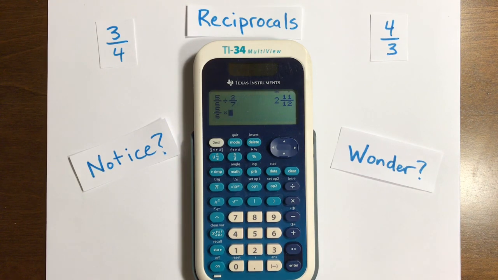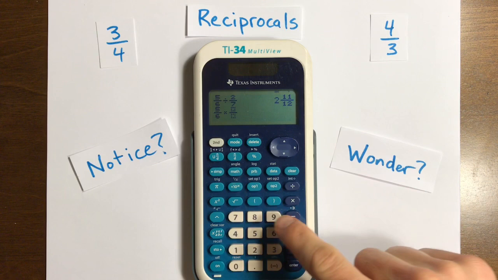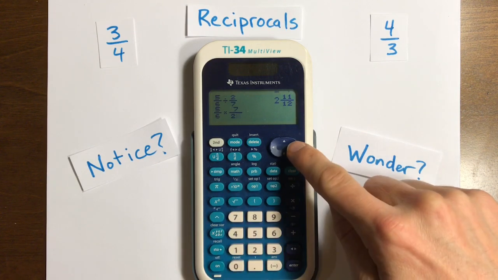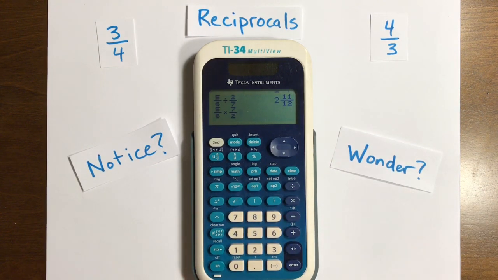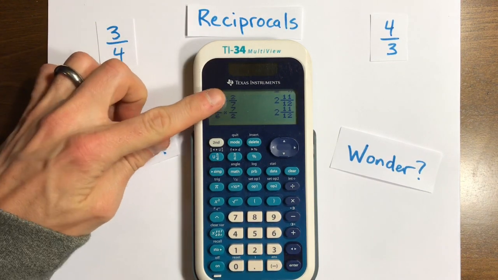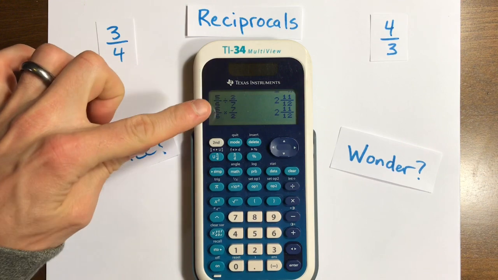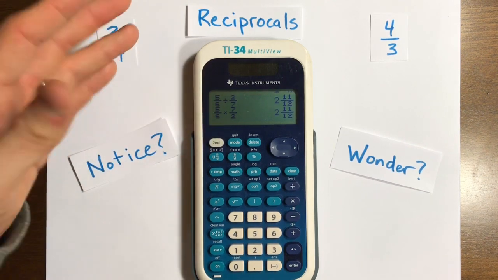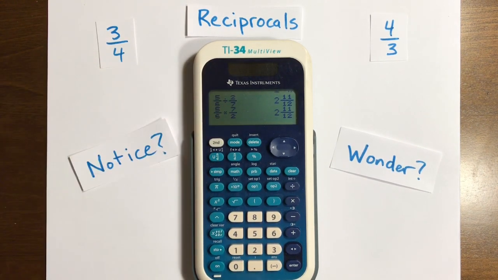Pause the video and answer that question. If you said 7/2, you got it. Now, will this give the same answer? Yes. In fact, this always works. If you have a division problem, you can change it to a multiplication problem, so long as you take the reciprocal of the second fraction.